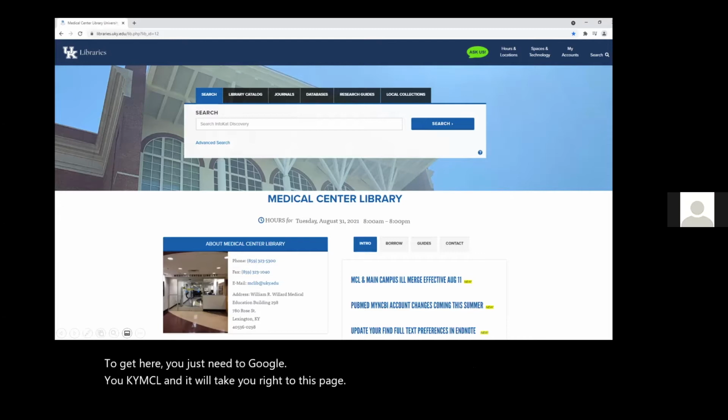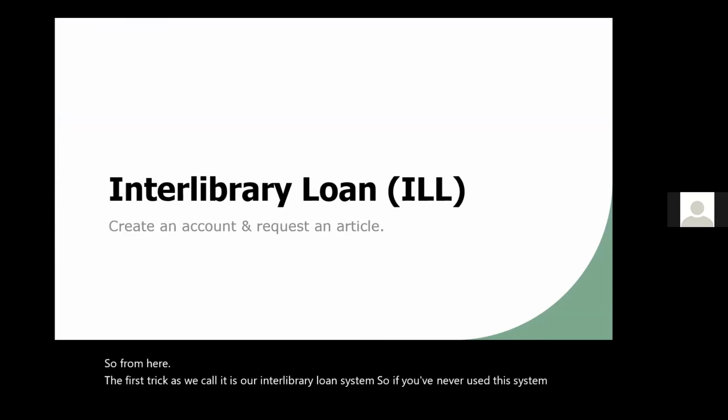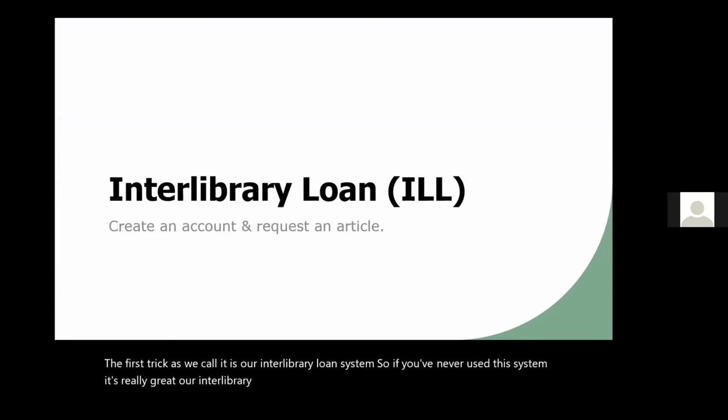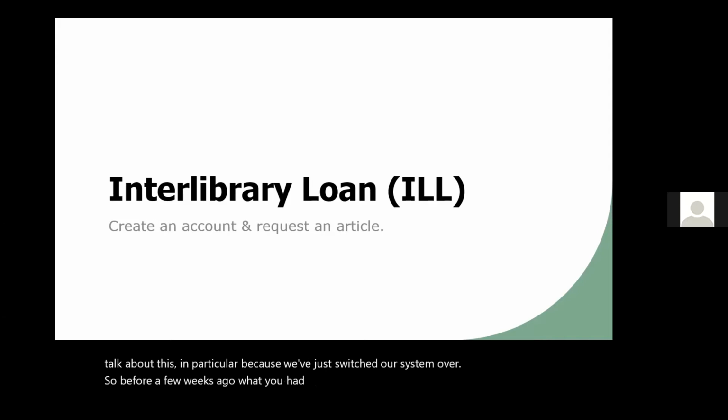From here, the first trick, as we call it, is our interlibrary loan system. If you've never used this system, it's really great. Our interlibrary loan librarians are fantastic, and it's really important that we talk about this in particular because we've just switched our system over. Before a few weeks ago, you had to create an interlibrary loan account separate from the main campus account. Now we have those two systems merged.